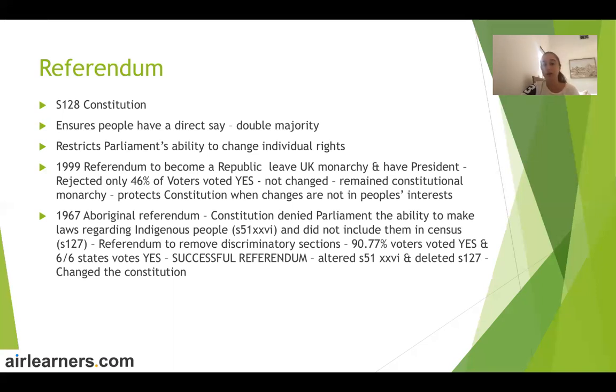And so 90.77% of voters voted yes to changing and removing these sections of the Constitution, and all 6 states voted yes. So this was a successful referendum which satisfied the double majority provision, and as a result, the race power was changed and it deleted Section 127. So this shows how the people can have power to change the Constitution when necessary.